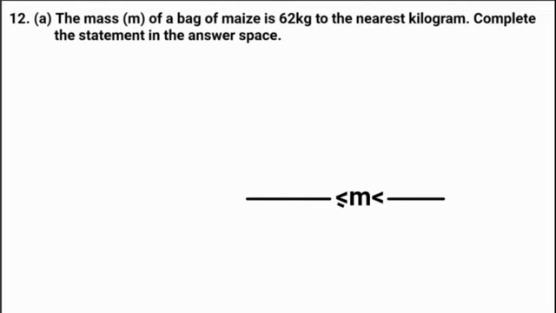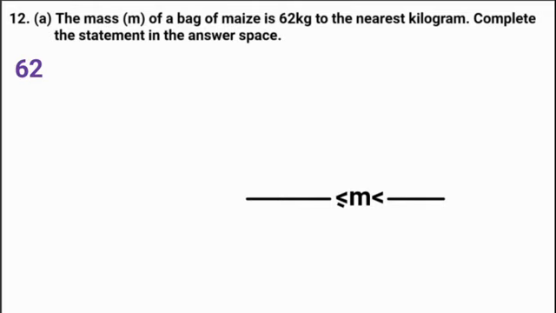Now to use this number to complete the statement below, we're trying to find the lower bound and the higher bound, the lower limit and the higher limit. So what we should understand here is this. We are given 62 kg. What we'll do is get rid of the unit and just focus on 62.